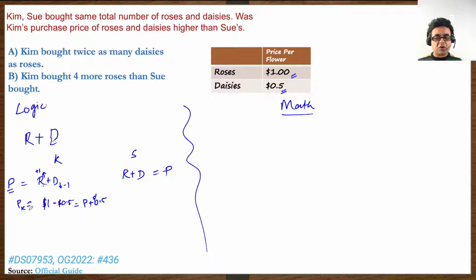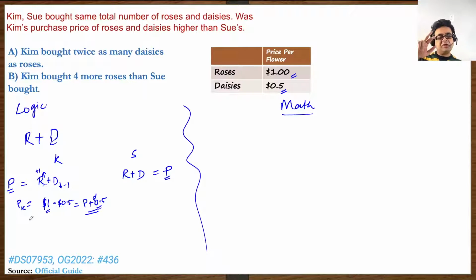So as long as the number of roses for Kim is greater than the number of roses for Sue, the price for Kim is going to be more than the price for Sue. Now if you keep increasing this, +1, +2, +3, the price will keep on increasing, because the effect of the increase in price for roses is greater than the effect of the decrease in price of daisies.